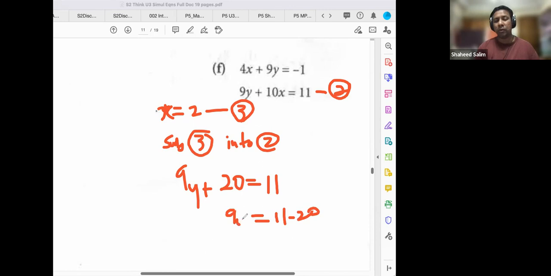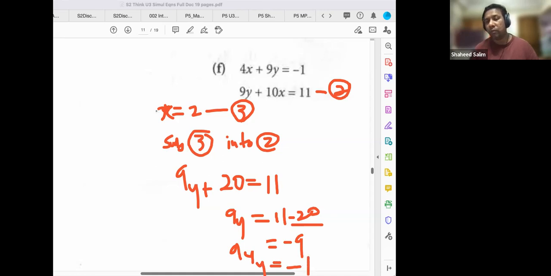This part you get it. Plus 20 bring over becomes minus 20. Can? So it becomes negative 9. 9y equals to negative 9. Y equals to negative 9 divided by 9 equals to negative 1.